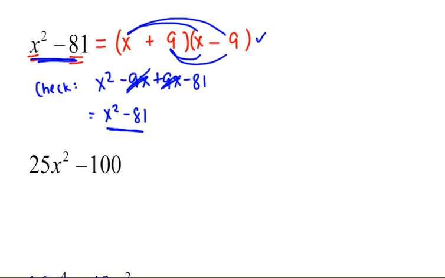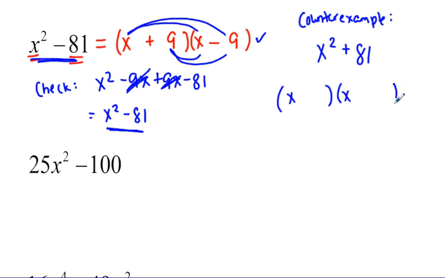Let's quickly look at a counter example to this problem. In my counter example, instead of my problem beginning with x squared minus 81, I'm going to change it to x squared plus 81. If I were to factor this, I'll take the square root of my first term and the square root of my second term, as I've done before.